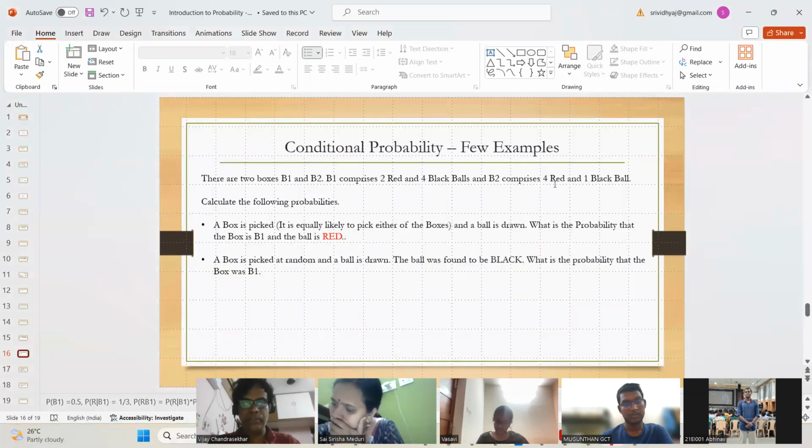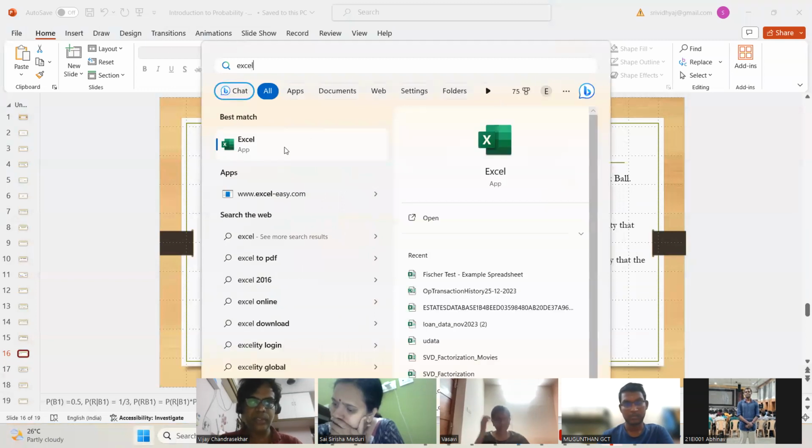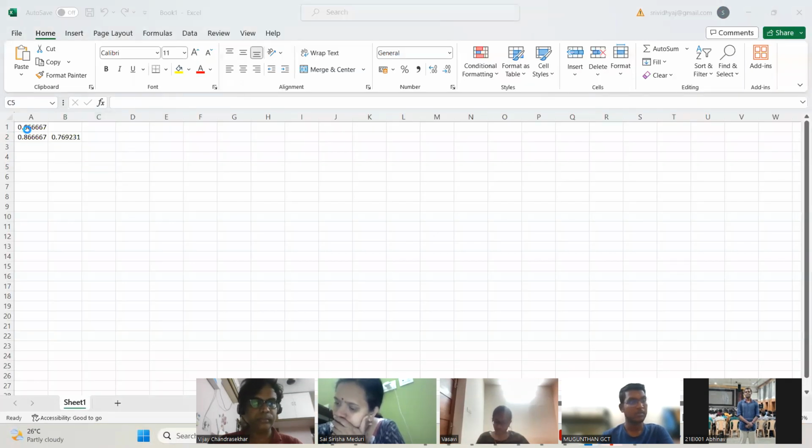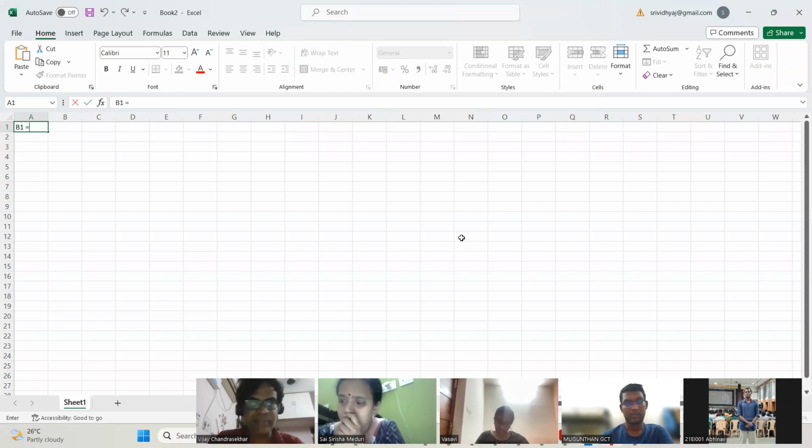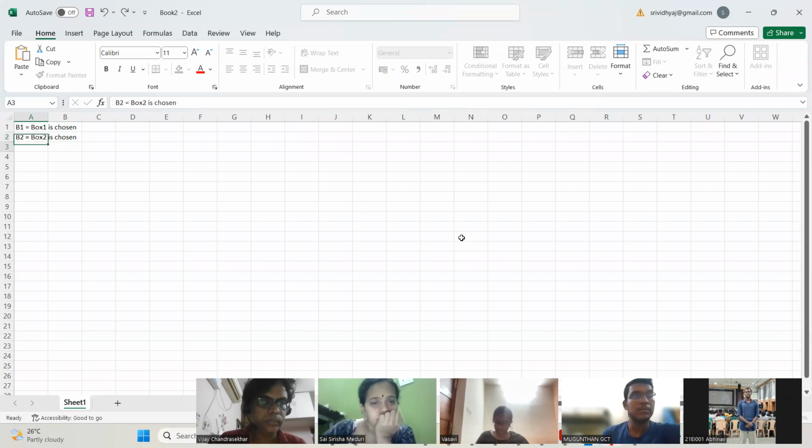There's no hurry. Let me also put something on Excel so that we understand what we're talking about. Folks, you might get the answer, but it's very important that you do it the axiomatic way, which means define the events properly. That's extremely important. Okay. So let's say B1 is the event box 1 is chosen. B2 is the event where box 2 is chosen. Okay.